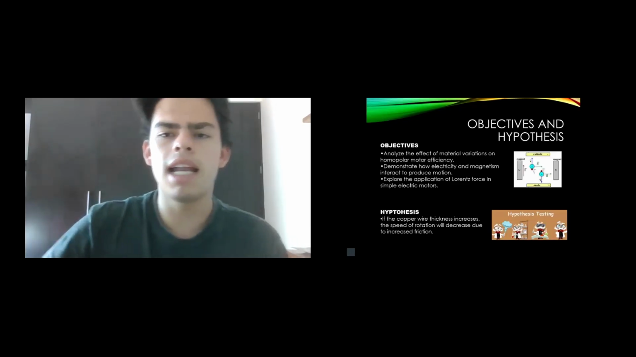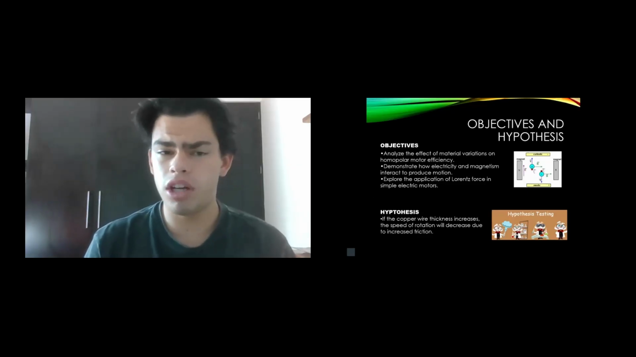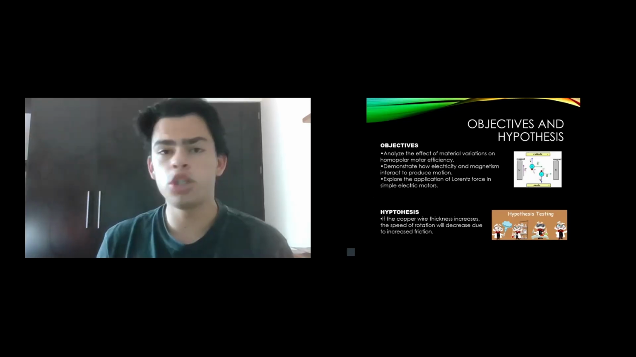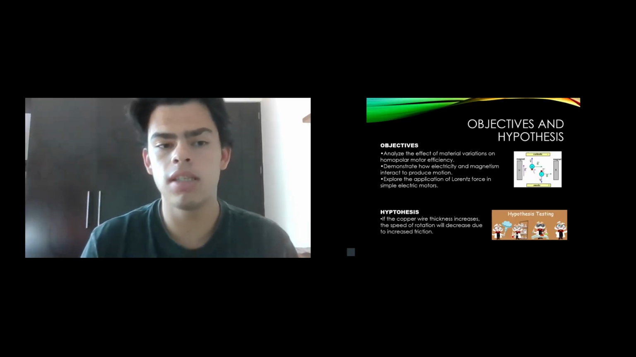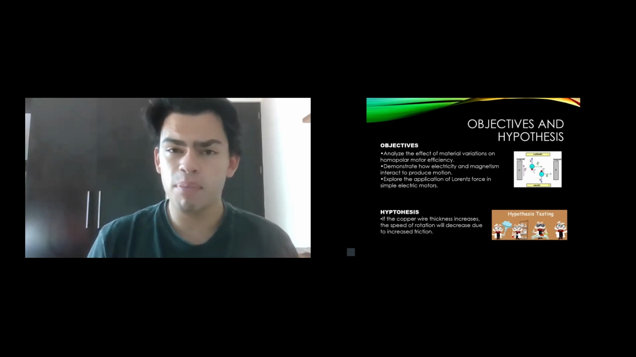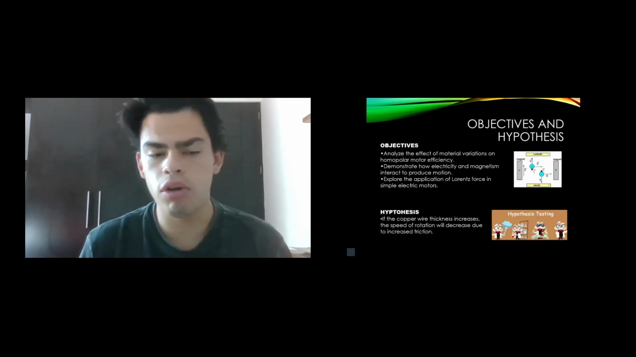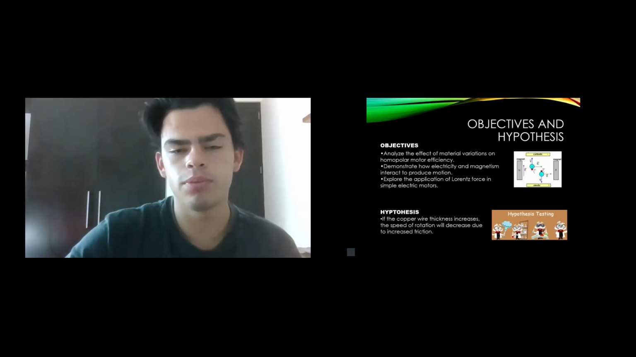The objectives and hypotheses: analyze the effect of material variations on homopolar motor efficiency, and explore the different applications of Lorentz force in simple electric motors. And my hypothesis is if the copper wire thickness increases, the speed of rotation will decrease due to increased friction.